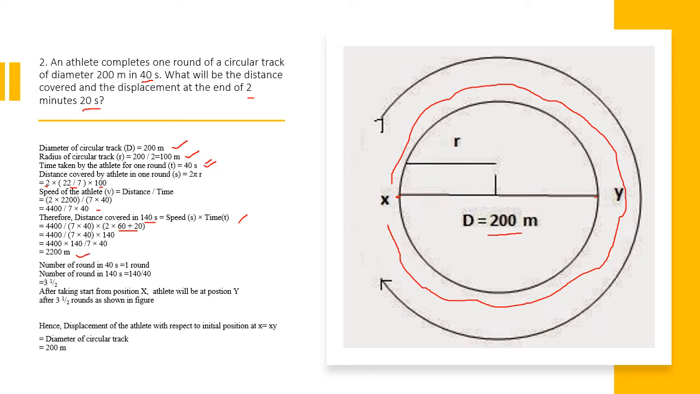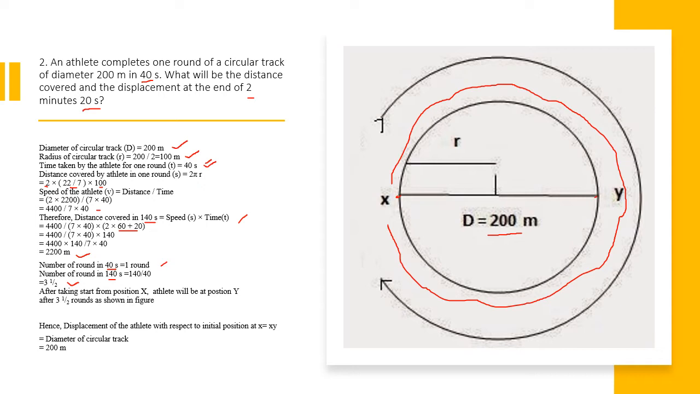Fine. And the next. So distance we calculated. In 140 seconds, how much distance did he cover? 2200 meters. Right? And how many rounds did he cover? You should convert into rounds. So number of rounds in 40 seconds is 1. For one round he is taking 40 seconds. So number of rounds in 140 seconds, this is your question, right? So 140 divided by 40 equals 3.5. 3.5 rounds he will complete in 140 seconds. Okay. So this is the distance covered by an athlete in 140 seconds.